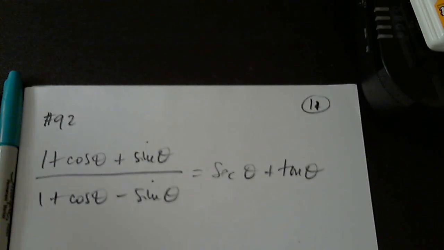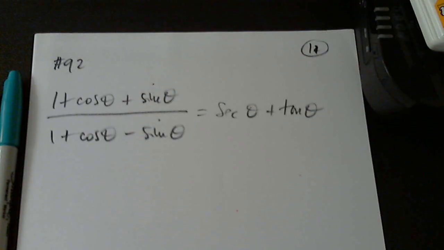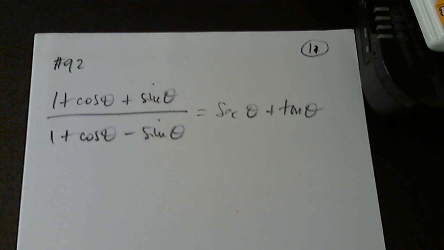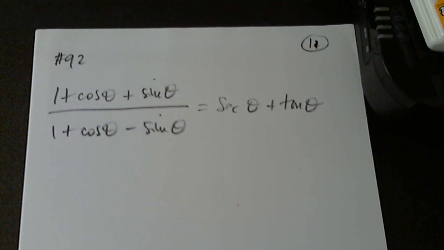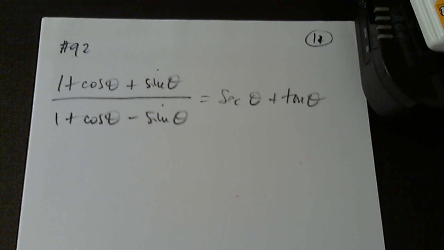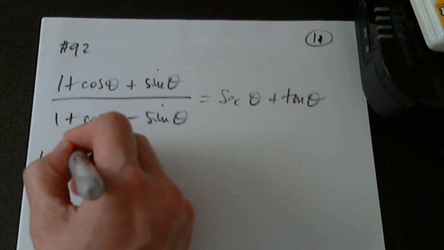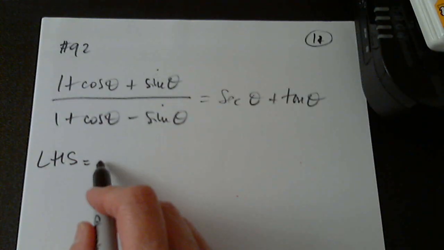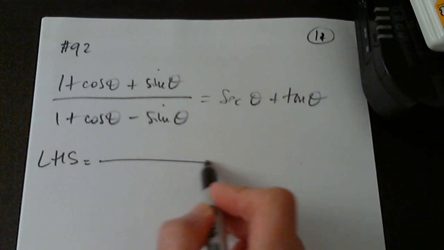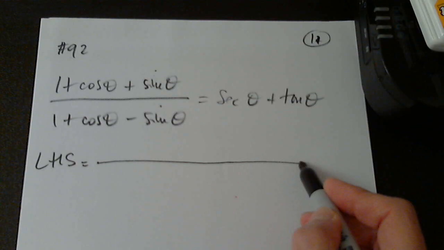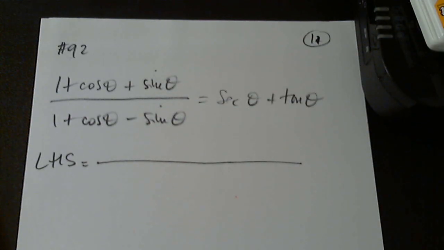Good. So let's take a look and see what we do here. Which side do you consider as our starting point? Left or right? Left. Very good. I would do the same thing. I agree with this. However, let's see if I copied it correctly. Just making sure. It was 1 plus cosine plus sine, 1 plus cosine minus sine, secant, and tangent.